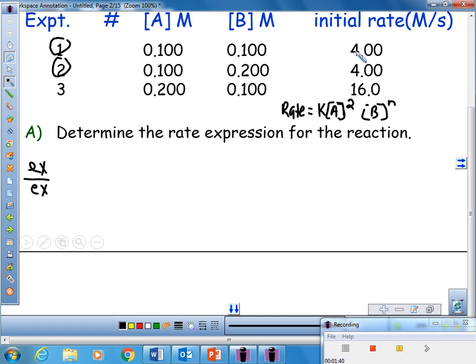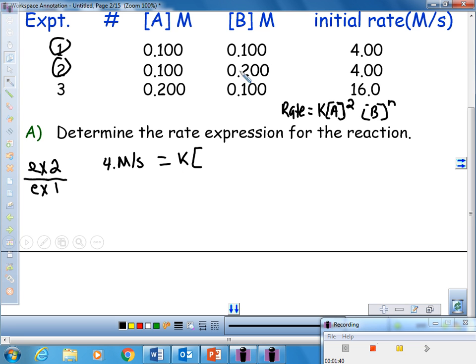I decide which one goes on top and which one goes on bottom by the larger rate. Well, these rates are the same, so it doesn't matter. So I'm going to put experiment 2 over experiment 1. So my rate is 4 molarity per second equals K. I know it's going to cancel out, but you must put it, because it is part of the rate, and if you don't get in the habit of putting it, you won't put it later when you really do need it.